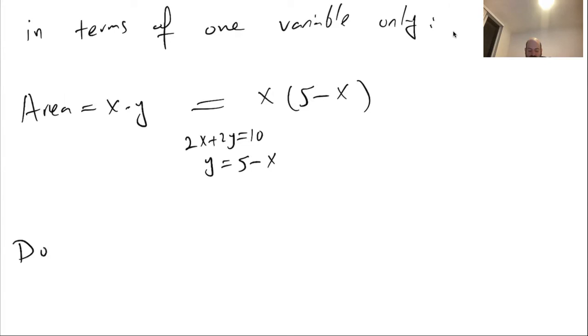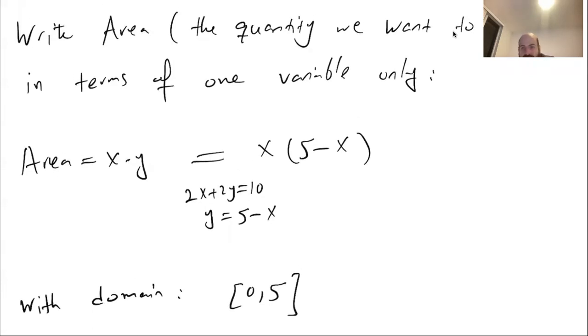And what is the domain of this function? With domain 0 to 5, right? Because x, of course, should be non-negative. It's the side of a rectangle, and it cannot be bigger than 5 because x plus y must be 5. So the addition of x and y is 5. So none of them can be bigger than 5, because if one of them is bigger than 5, then something bigger than 5 plus a non-negative number remains bigger than 5. Cannot be equal to 5 anymore.